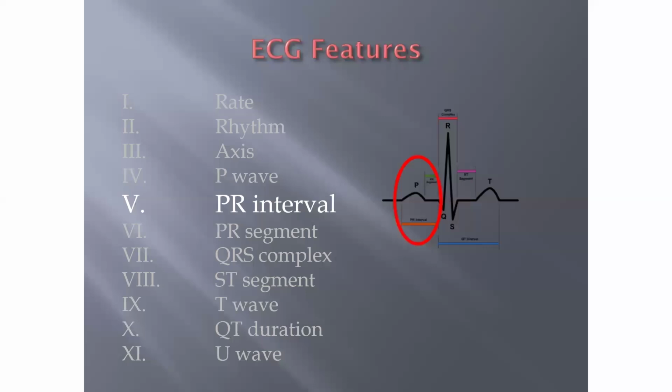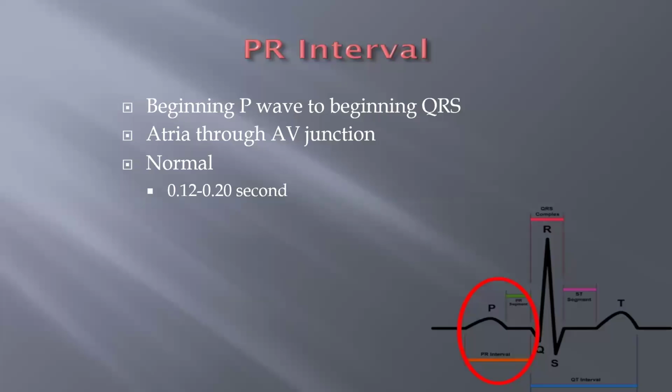The other ECG feature is the PR interval. The PR interval, we said, is the passage of impulses across the atria, and the normal is 3 small boxes, not more than 5 small boxes. In terms of duration, 0.12 seconds, no more than 0.2 of a second. It is measured from the beginning of the P wave to the beginning of the QRS. The normal is 0.12 to 0.2 of a second.